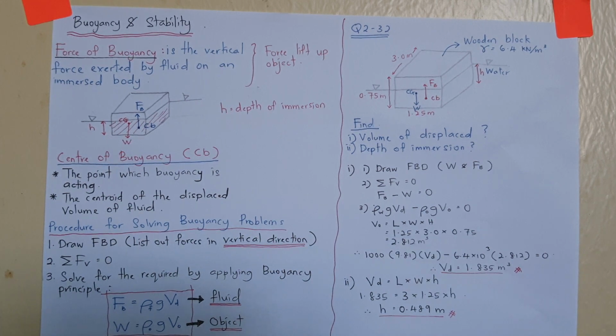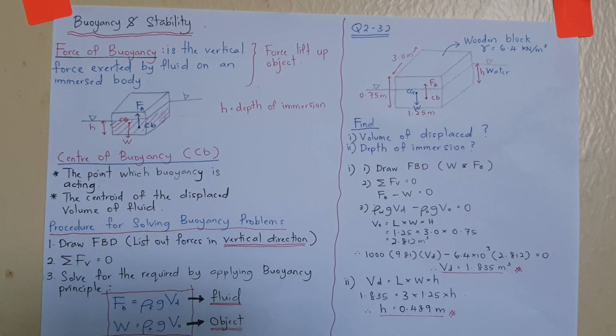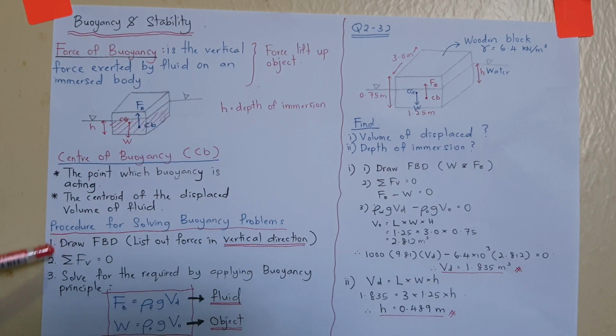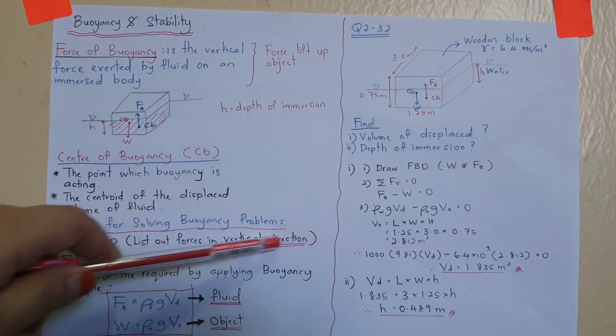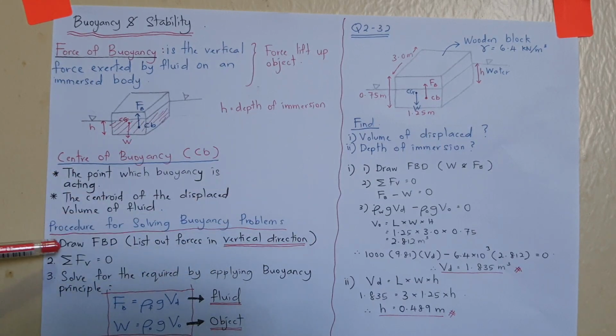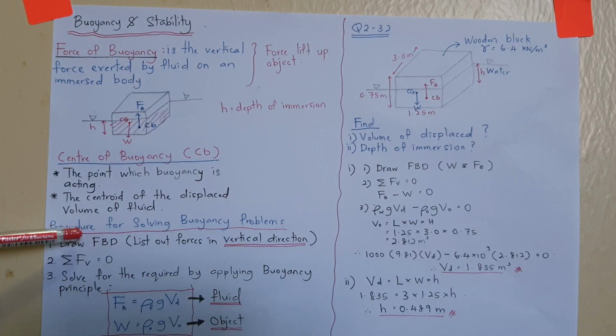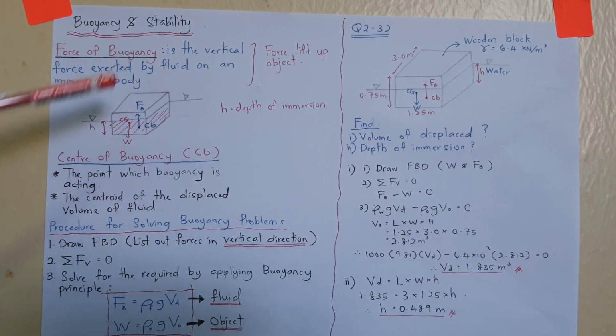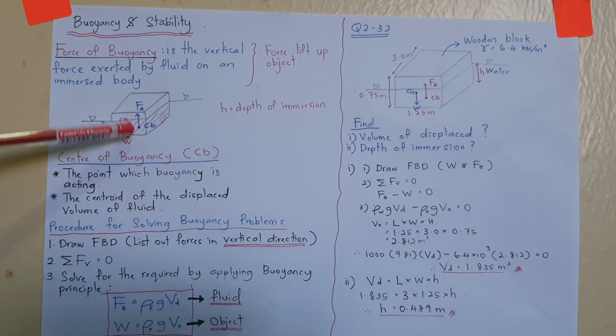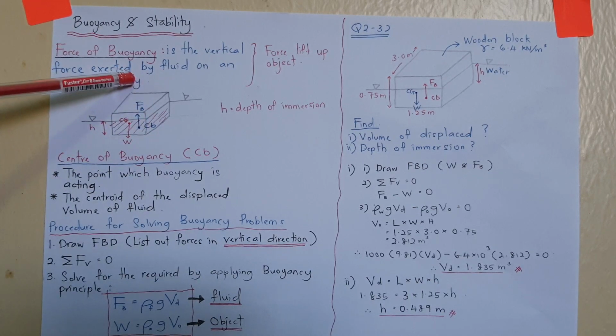Now, what is the procedure to solve buoyancy problems? There are three steps you must follow. If you read a problem about buoyancy, remember the three steps. Number one is draw the free body diagram. At this step, you must list all forces in the vertical direction. Like in this example, we only have two forces: W downwards and force of buoyancy upwards.